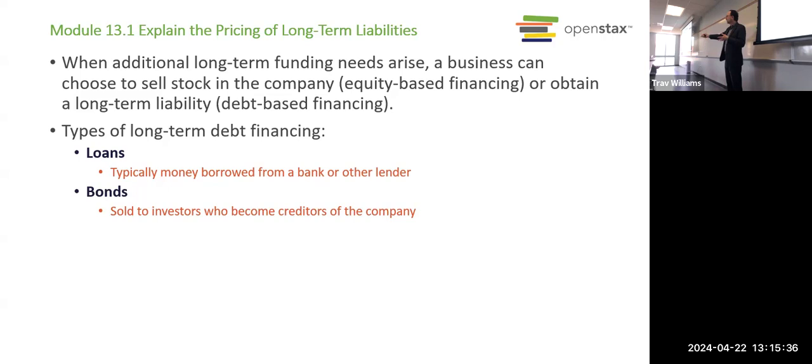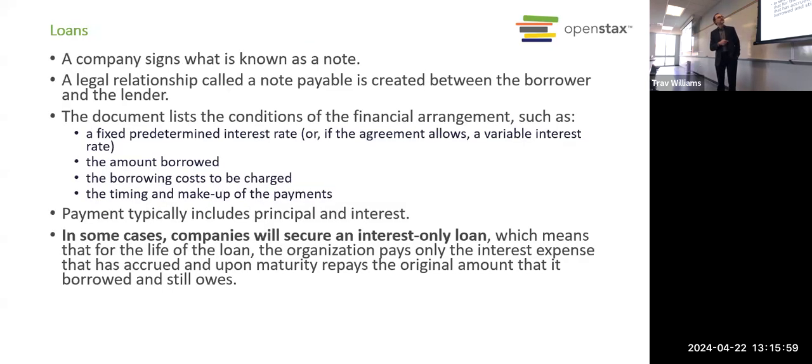And then investors can buy those bonds. So when they do that, then the community college has to pay those investors back and pay them interest. So it's a way for the college to borrow money. So really the long-term liabilities we're talking about fall into these two categories, loans and bonds.